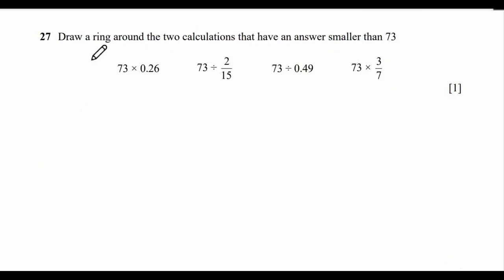Now let's move on to question 27. Question 27 says draw a ring around the two calculations that have an answer smaller than 73. This is 73 times 0.26, 73 divided by 2 over 15, 73 divided by 0.49, or 73 times 3 over 7. 10 seconds from now.